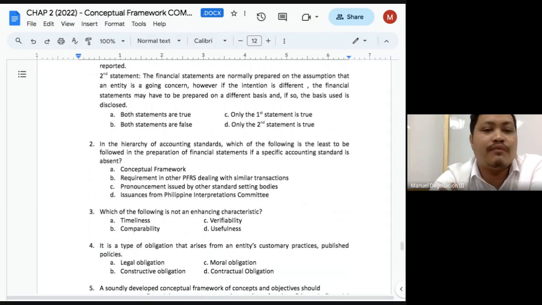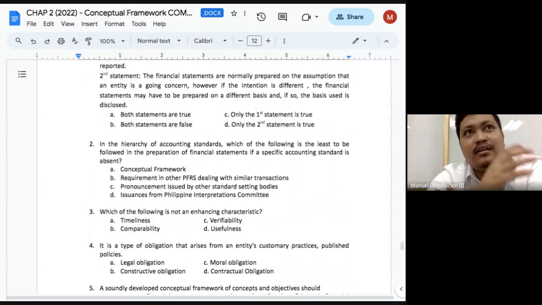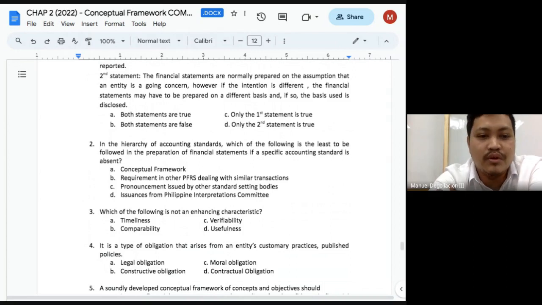The basis of our answer here, class, does not really come from the conceptual framework. It comes from PAS 8. So I'm not sure if any of you have reached it in your readings in PAS 8. In PAS 8, which is your accounting policies, accounting estimates, and prior period errors, there the standard states the hierarchy as to which one you should be referring to. Okay, so let's try to do that.